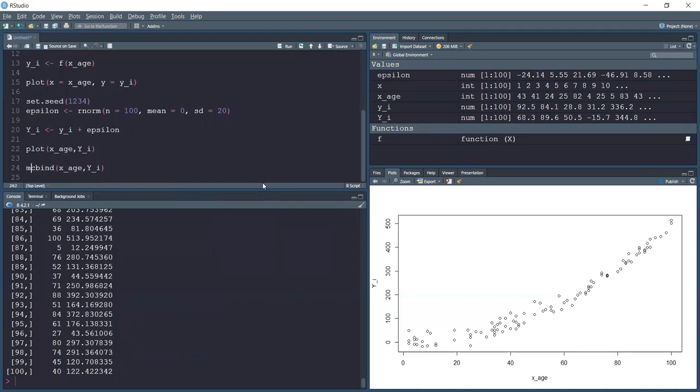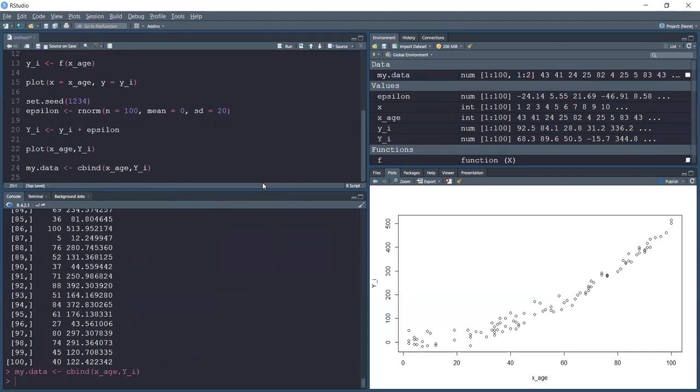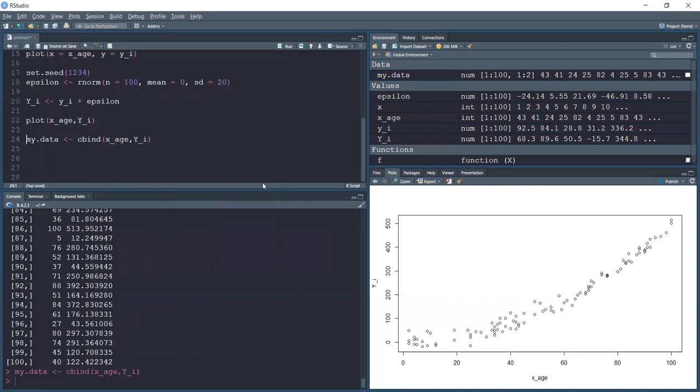Is it a data frame? So let's call it my data. And let's ask R what it is. Okay, it isn't in fact a data frame. It is a matrix. There is a way to save it as a data frame.